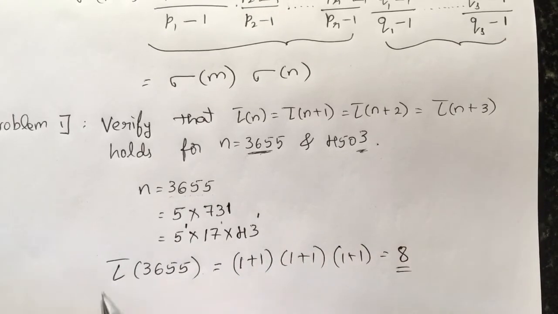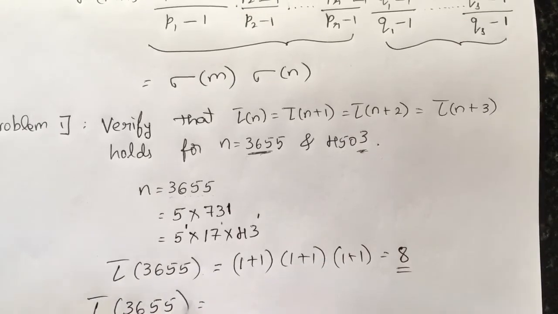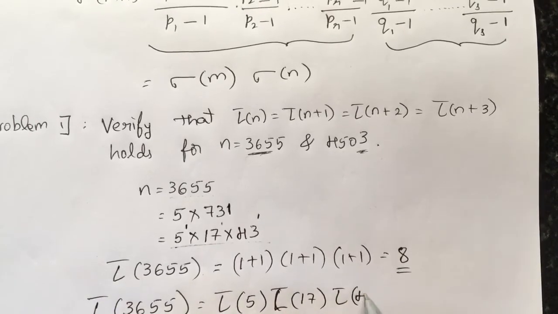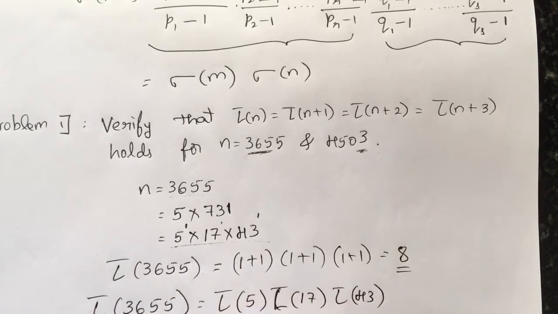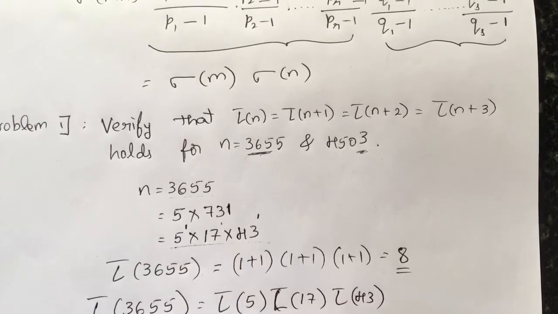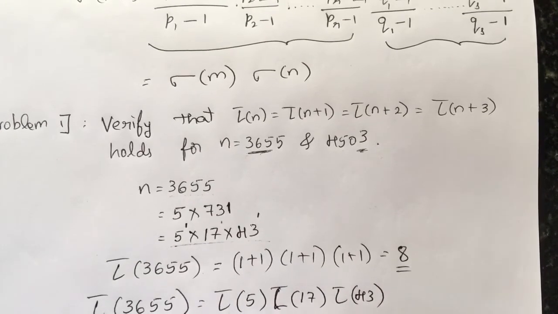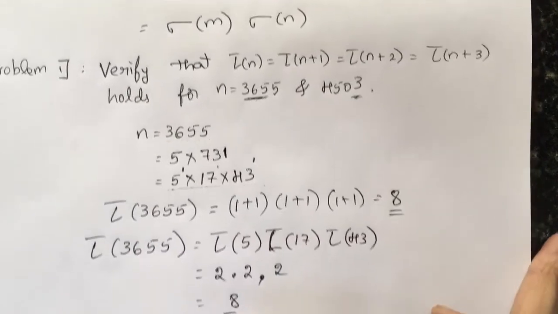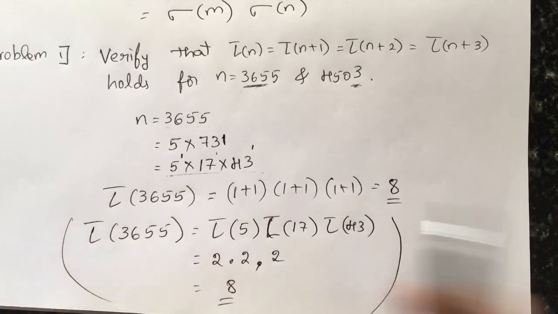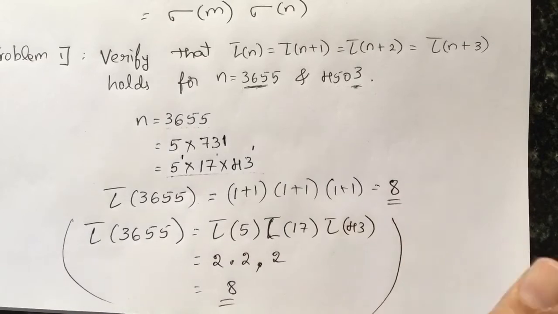Okay. You can either write it like this. This is the other way of writing. Since it's written in terms of products of primes, you can just write it like this: tau of 5 into tau of 17 into tau of 43. Tau of 5 is 2, and this is also 2, this is also 2. So 2 into 2 into 2, which is equal to 8. This way also you can write, or you can just use the formula and do it. So tau value is 8.